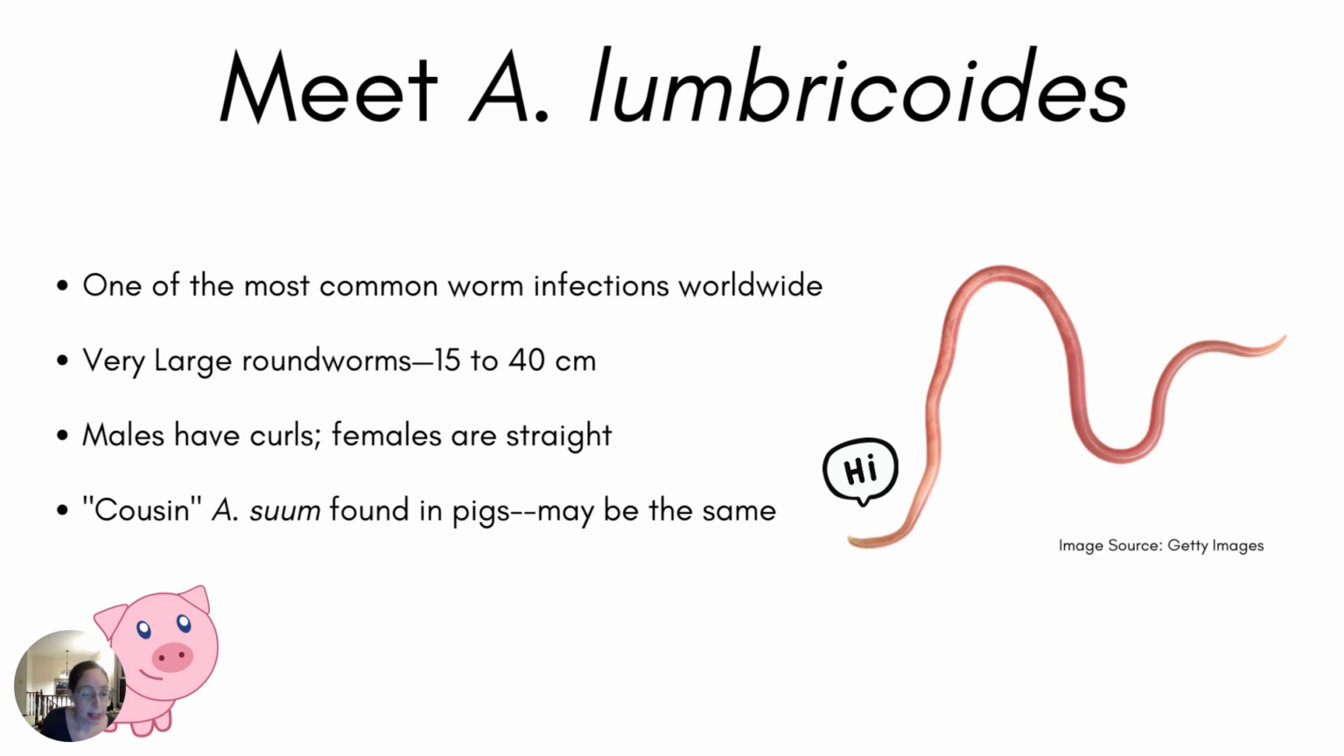And there is a cousin species, the Ascaris suum, found in pigs. Think of suey with pigs. So the Ascaris suum is found primarily in pigs, whereas the Ascaris lumbricoides is found primarily in humans. And there is some debate as to whether these may be the same species. They've done some DNA analysis, and they're still not really sure. So the debate is still out on that one.